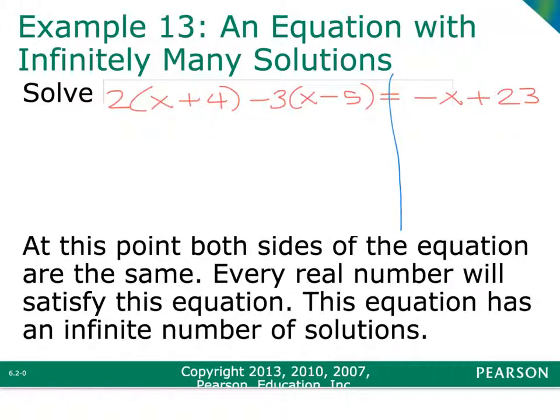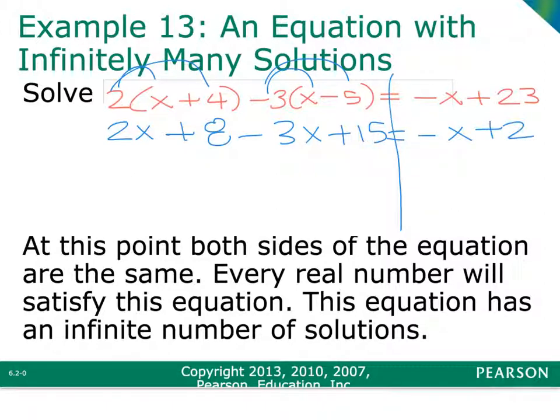So let's clear our parentheses first. We'll do a 2 times x and a 2 times 4, a negative 3 times x, a negative 3 times a negative 5, notice that's a plus 15, equals negative x plus 23. We will need to combine our like terms on the left-hand side.